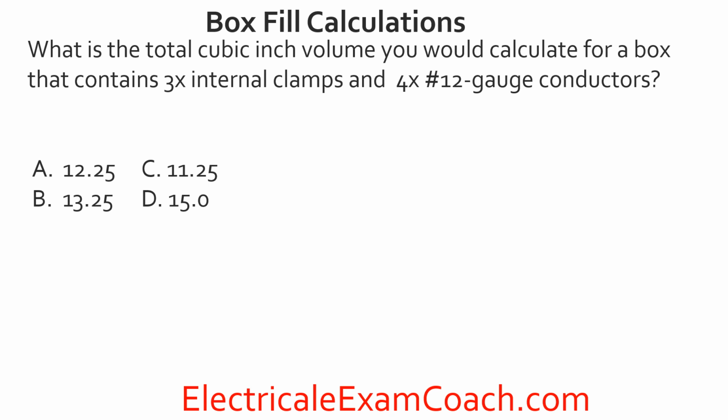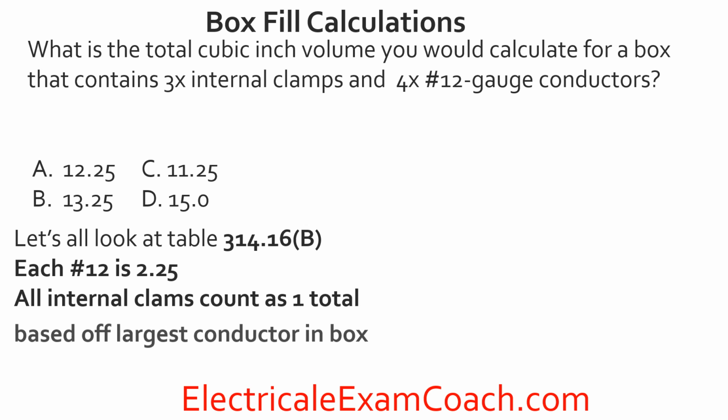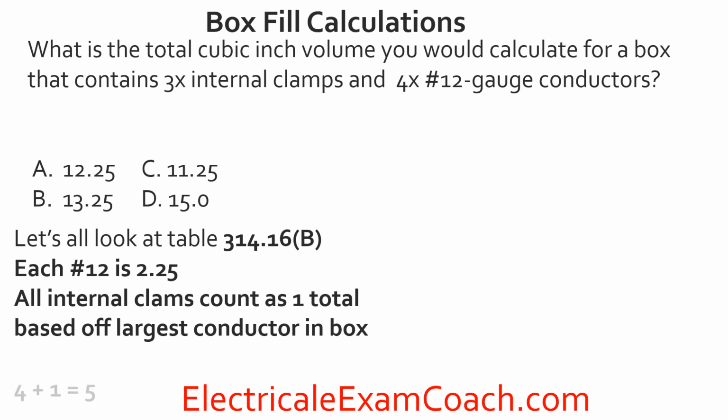What is the total cubic inch volume you would calculate for a box that contains 3 internal clamps and 4 12-gauge conductors? We head to our table. We know what each 12 is. All internal clamps count as 1 total based off the largest conductor in the box. We only have one size wire in the box, so we're good to go. We take our 4 original conductors plus our 1 clamp count, and that equals 5. We bear our math out, and we select C.